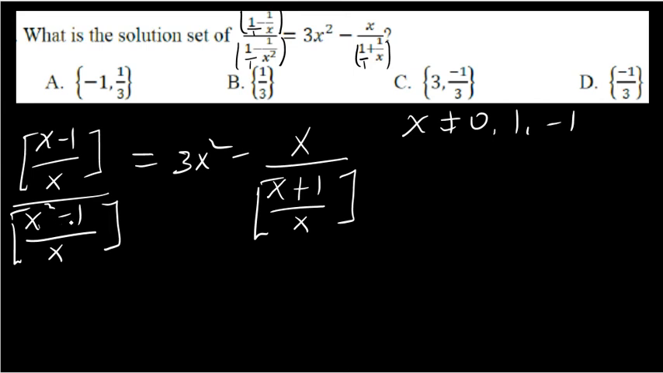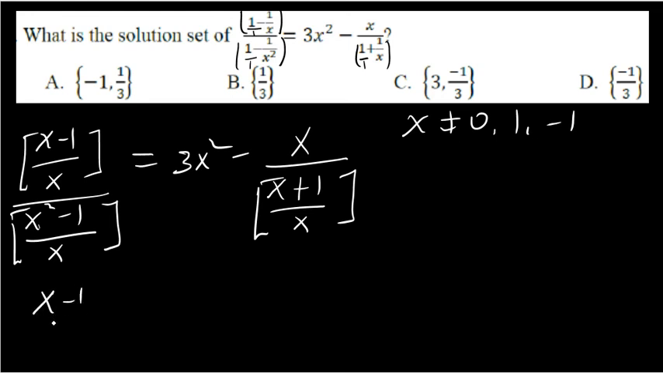So the whole zero points of the denominator, or the ones which make the whole function undefined, will be excluded from the domain. So our answer should not contain those points. So even in the choices, the one which contains 0 and 1 or negative 1 will be excluded. Okay, the next step, we'll flip this one.